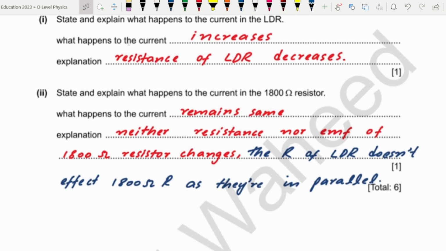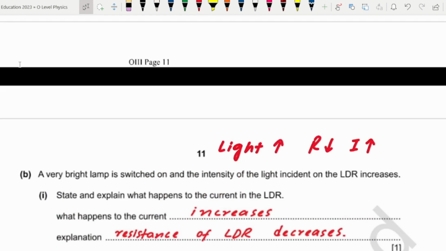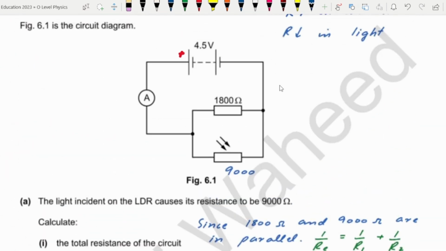Then we have the next one: state and explain what happens to the current in the 1800 ohm resistor. If you're trying to find the current in this one, the formula would be V over R, the potential difference across it divided by its resistance. The potential difference across the first one would remain the same, 4.5, because we're using the same battery. And in parallel, the voltage across the components is the same as the EMF of the battery if there is no other resistor in the middle.